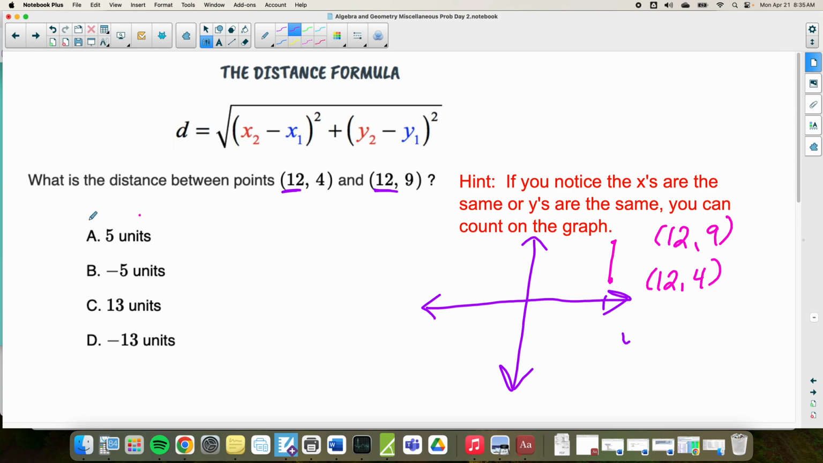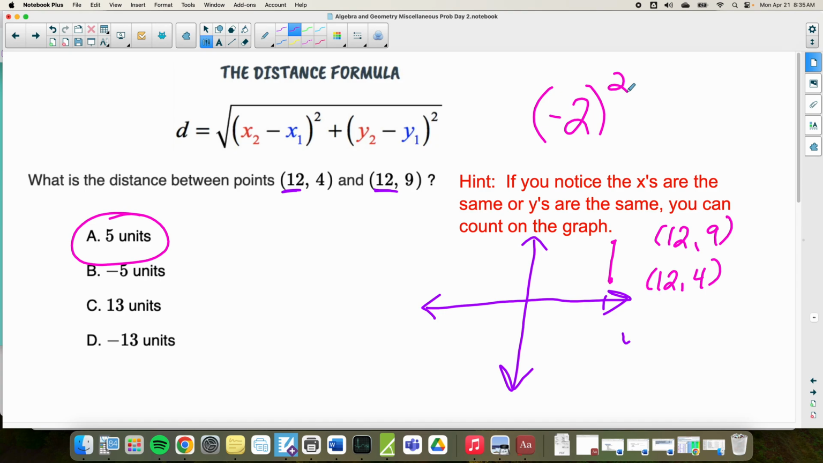If you didn't notice that and you ran through that distance formula, you would get that same answer. Do you guys think you know how to do distance formula okay? You guys okay with that? Okay. Do you remember in distance formula what happens if you square a negative?